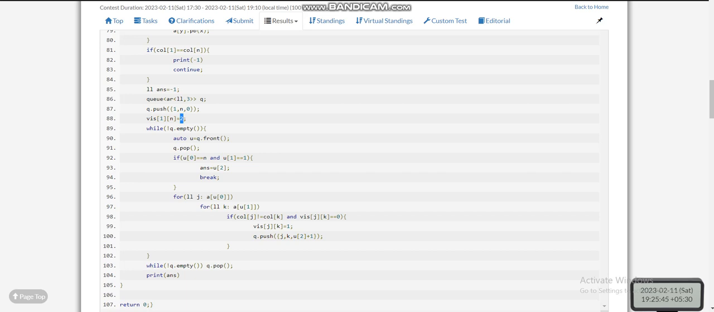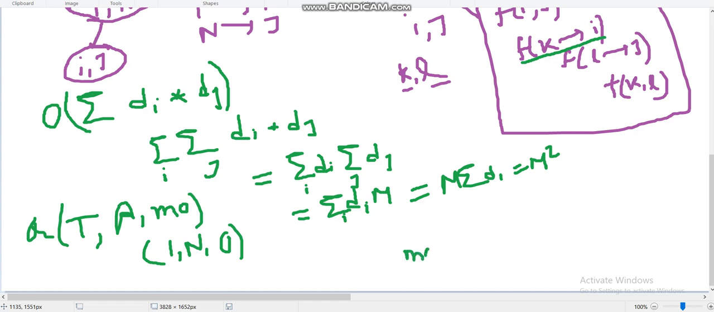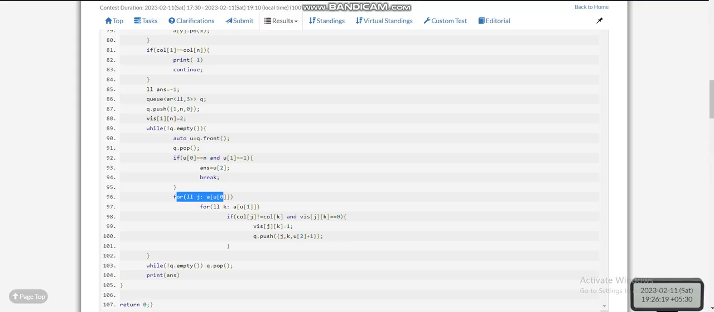Now we are just iterating over all the adjacent nodes of the Takahashi node and all the adjacent nodes of the Aoki node, and if the colors of the two nodes are not equal, and the state, where we are considering i comma j as a node, as I have explained earlier, is not visited, meaning visited is 0, then we mark it as 1 and push k comma l comma moves plus 1. If we want to move from i comma j to k comma l, the move count increments by 1. So at the end we are just clearing the queue and printing the answer.